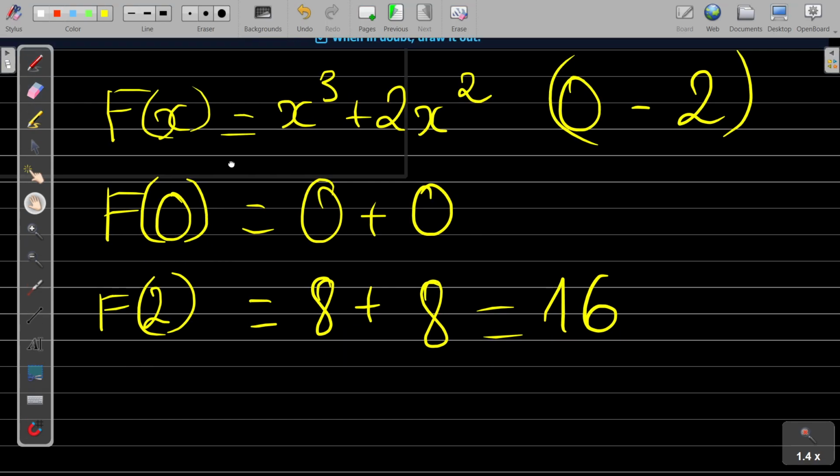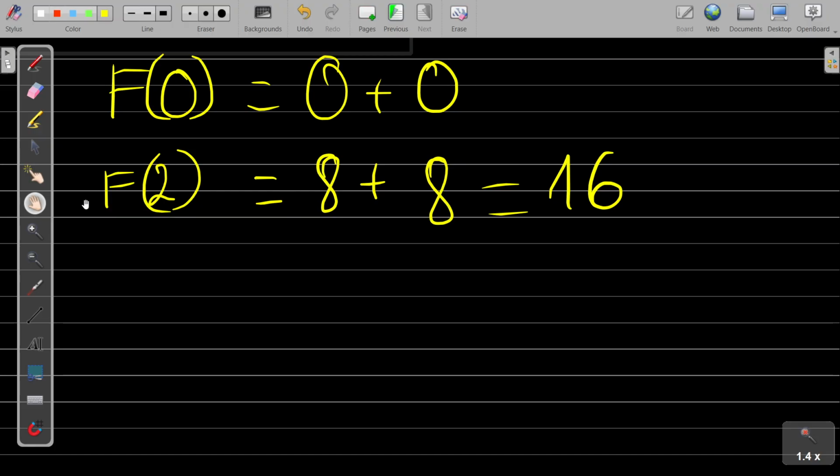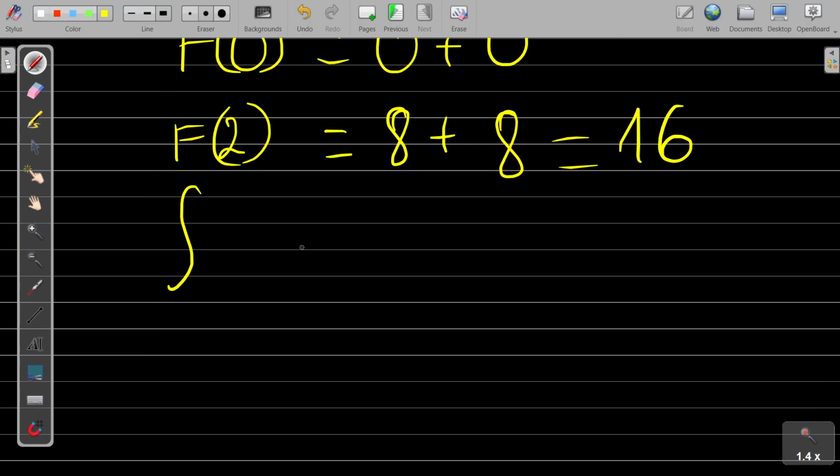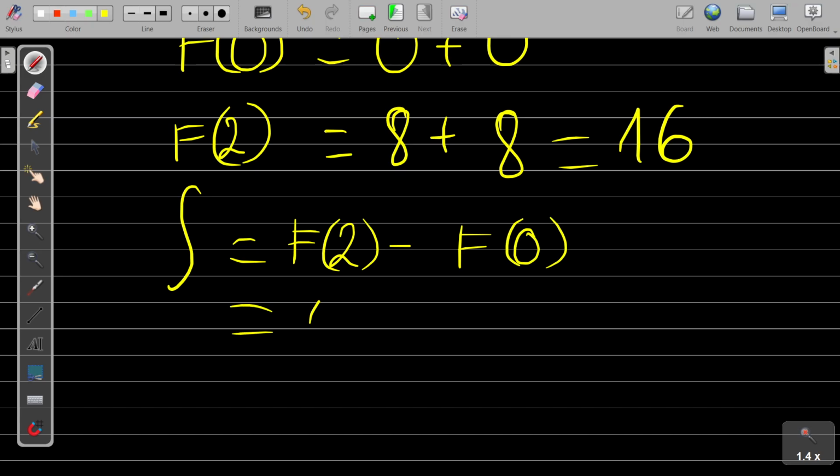So we have found the values of the bounds. We need to calculate the subtraction of this antiderivative form right here. The evaluation of that would be equal to big F(2) minus big F at 0. This would give us 16 minus 0. Of course, this would be 16 square units. So F(2) is 16, F(0) will be 0, and the integral will be 16 square units.